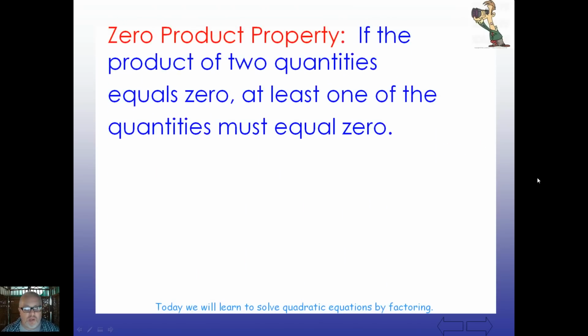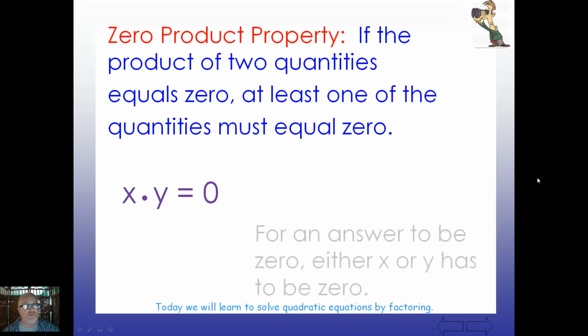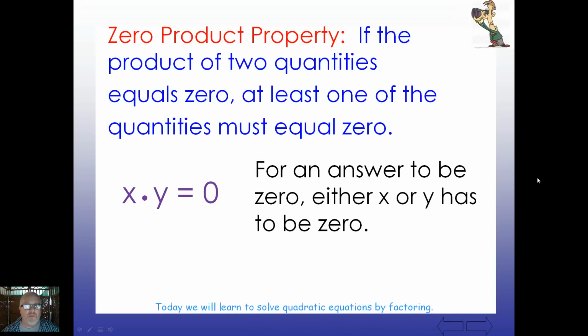Alright, the zero product property is where we're going to start. Remember, the zero product property simply says if two numbers are multiplied together and the product is 0, then one of them has to be 0. If you multiply two numbers and the answer is 0, then one of them has to be 0.